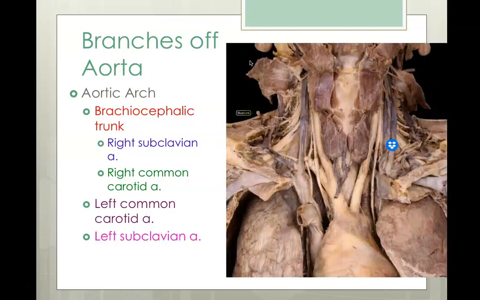So here's another view where you can see that branching. So here is your brachiocephalic trunk. Once again, this is coming off the aortic arch, which we would find right in here. That brachiocephalic trunk gives rise to the right subclavian artery and your right common carotid artery. Then in the center of your aortic arch, we have your left common carotid artery. And lastly, all the way to the left of your aortic arch, we will see it give rise to your left subclavian artery.